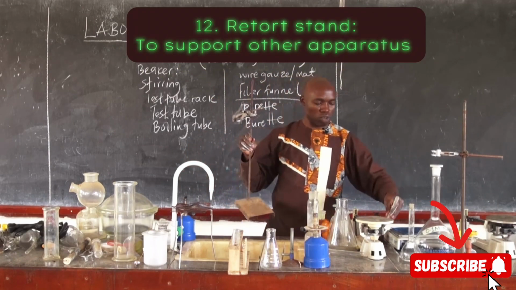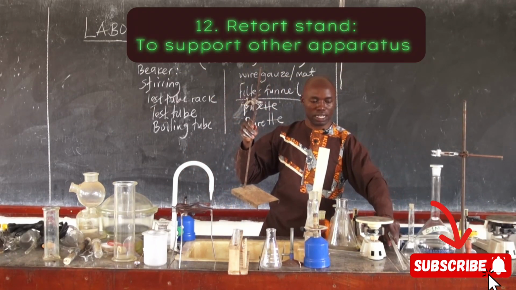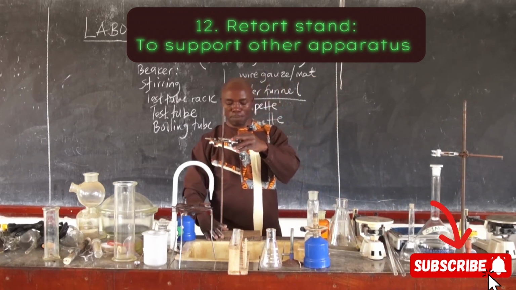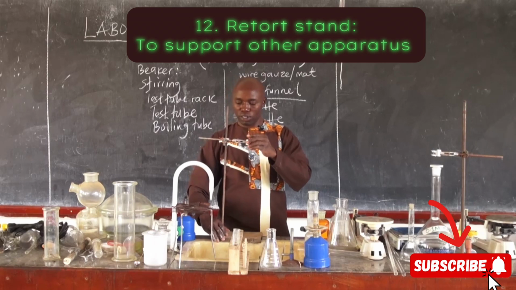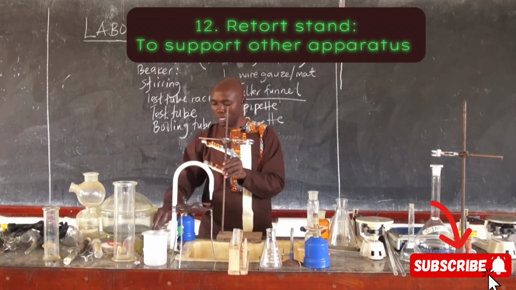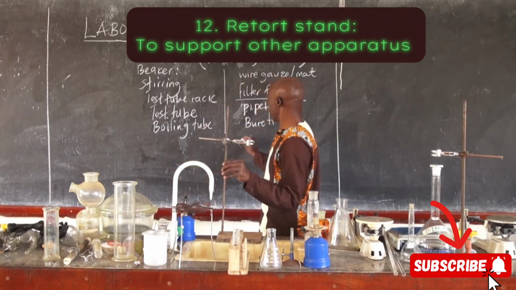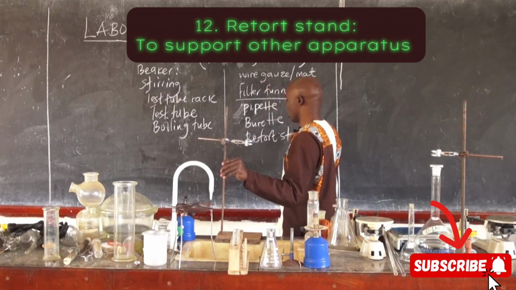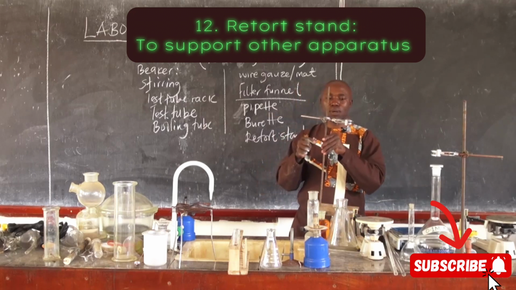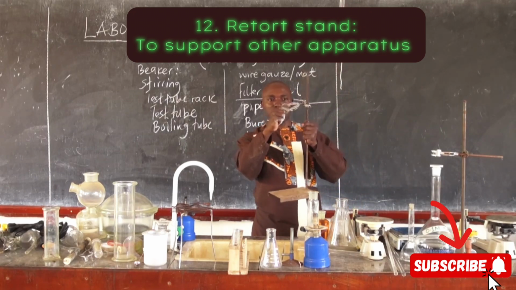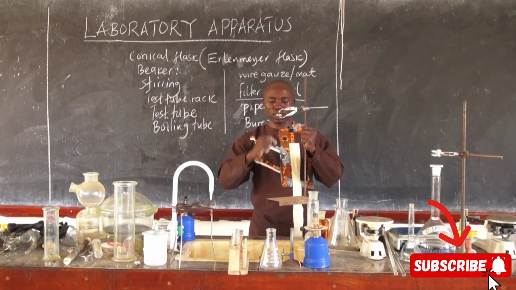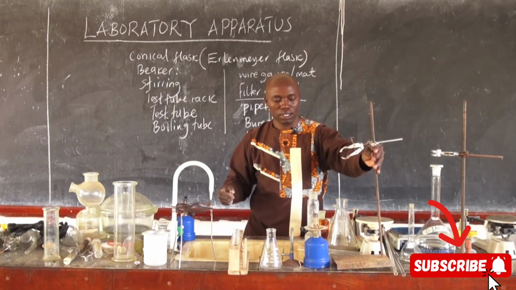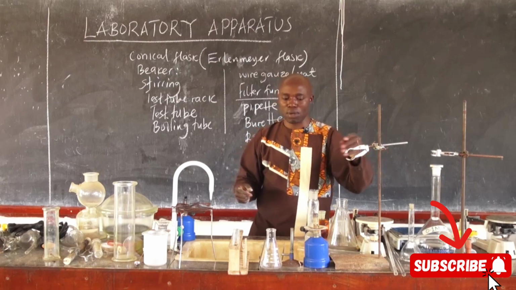Then I'll again go to what we call a retort stand. Retort stands here are used to support other apparatus. So a retort stand has what we call a clamp here. So we have a retort stand. It has a clamp, and we normally support other apparatus using this clamp in any direction of our preference. So that is what we call a retort stand, for supporting other apparatus.